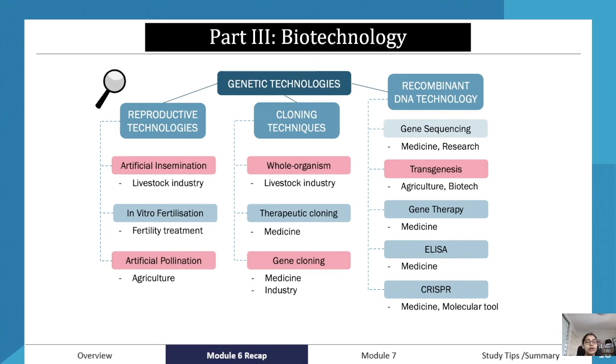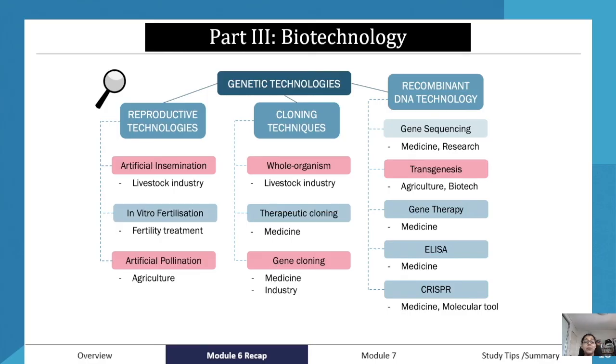Then we've got cloning techniques. And cloning techniques include firstly whole organism cloning, so it's used widely in the livestock industry. I think by now we would all know Dolly the sheep. So Dolly the sheep is an example of whole organism cloning. There are many others out there now. Another one is Injaz the camel. That was a camel in the Middle East that was cloned.